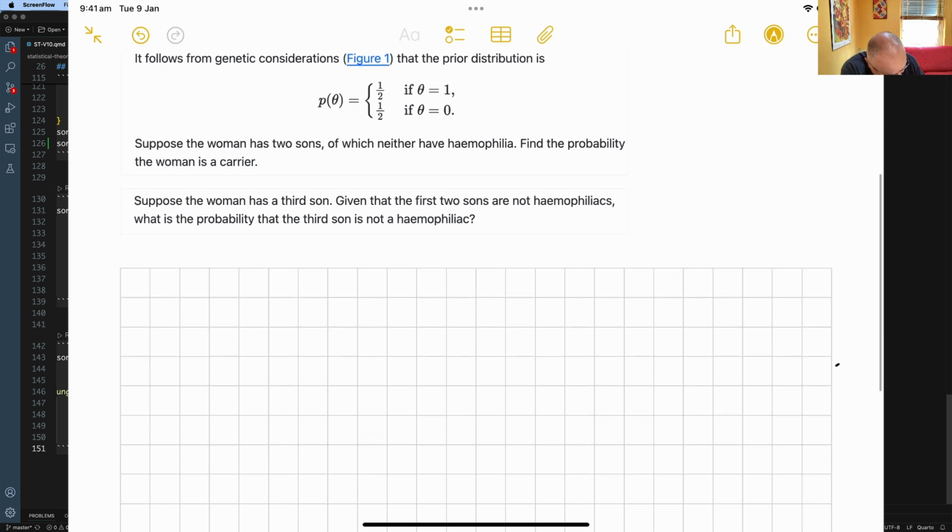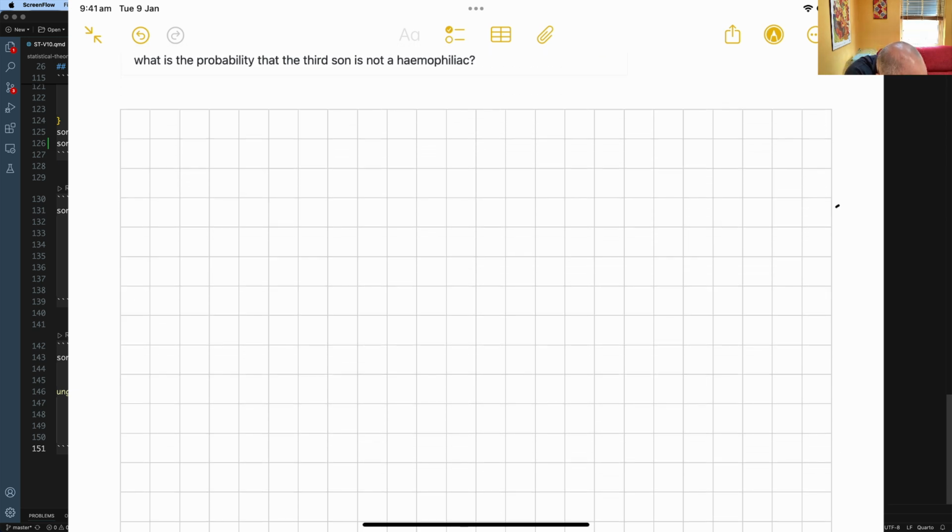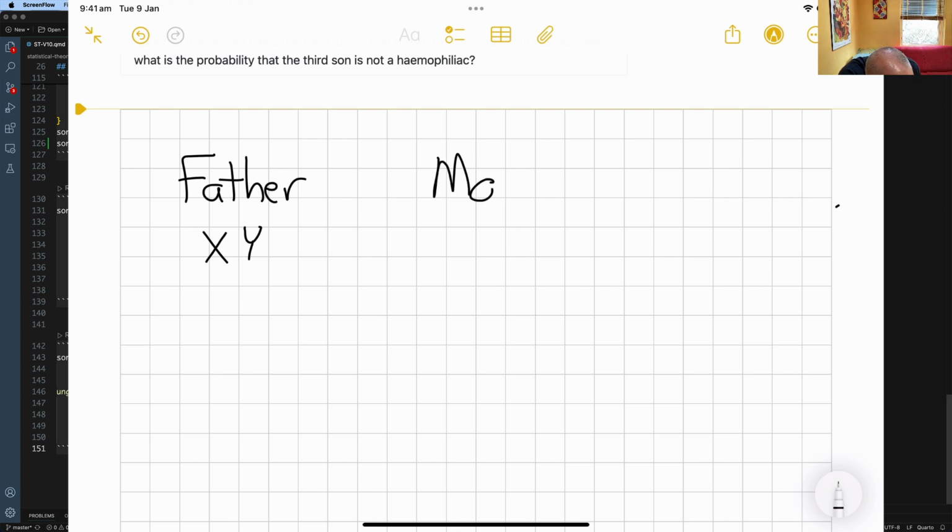So first of all, let's think about her father. We know he doesn't have it. Males are what we call XY, so they only have one X chromosome. And obviously, if he doesn't show any signs, that must be a normal X chromosome. While the mother, we know that females will have 2 X's, and we know that she's a carrier. So one of them has the haemophiliac gene, which we will denote as an H.